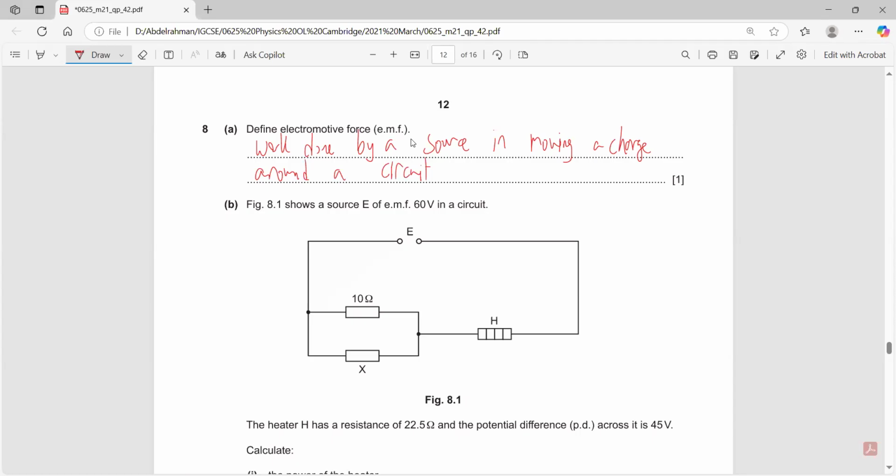I know that the marking scheme might have a different solution or a different answer to this. Why? It's because they have slightly changed the definition of electromotive force and the potential difference ever since.